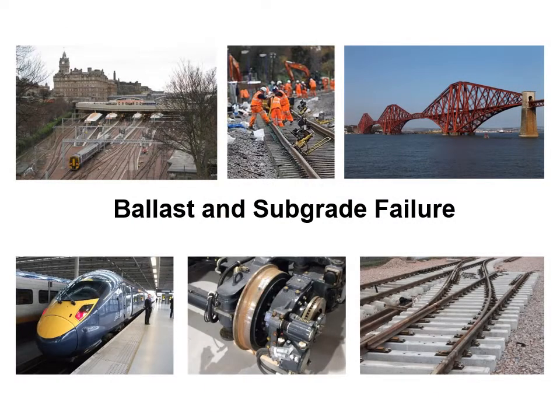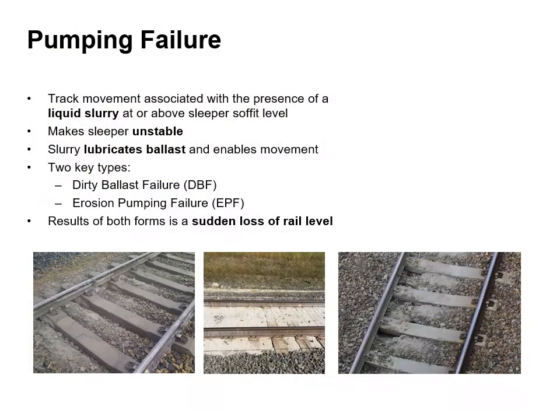So now we're going to have a look at some examples of ballast and subgrade failure. Pumping failure is track movement associated with the presence of a liquid slurry at or above the sleeper soffit level. And this makes the sleeper unstable. The slurry lubricates the ballast and enables movement. There are two key types, dirty ballast failure, or DBF, and erosion pumping failure, or EPF. The result of both forms is a sudden loss in rail level.